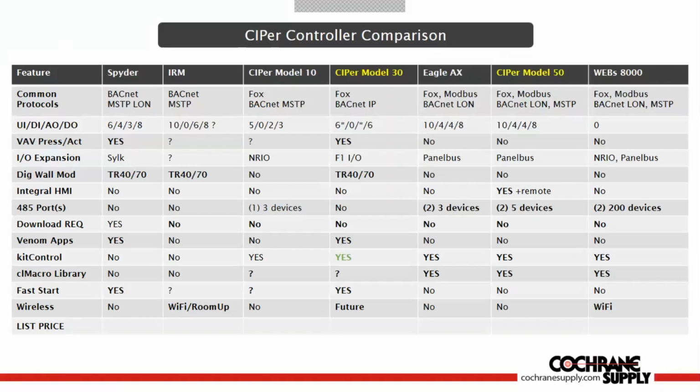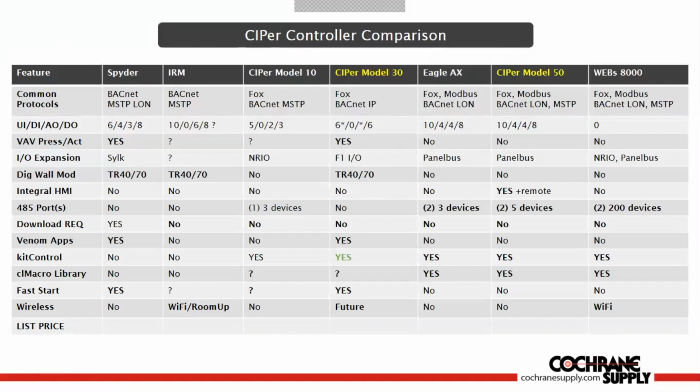And I will say that for our CIPer 30 and CIPer 50 products, we are also doing the programming to support the new TR and TS120 series color wall module. So that's definitely in the works. I know that's a question that has come up repeatedly. The integrated display, you can see the only one of all of these that offers that integrated display or remote is the CIPer Model 50.